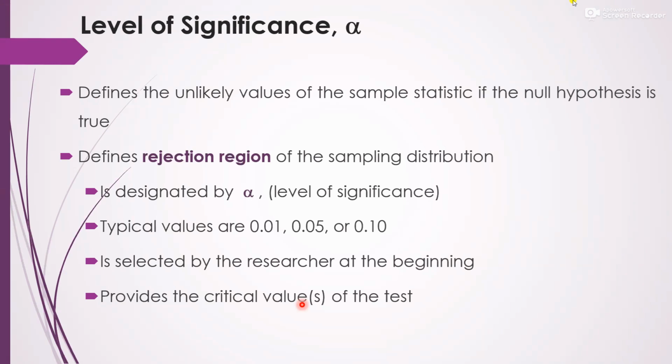Now suppose, for example, we are saying that H naught, our filling process, is mu equal to 368. Now we want to decide H1. We want to prove the filling process is not working properly. So if it's not working properly, then mu is not equal to 368. Then we use our sampling distribution of X bar.